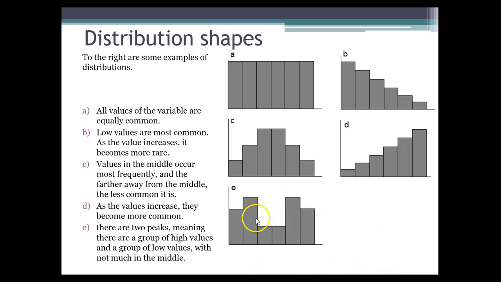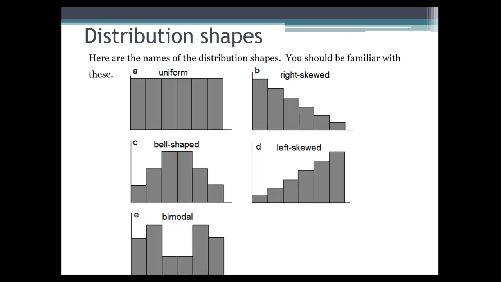For this one, the two peaks don't have to be the same height. You could have one be a little more common than the other. Now for B and D, B, you've got low values being the most common, and then high values are uncommon, and then D is vice versa. Each one of these distribution shapes has a name, and this is what they are.